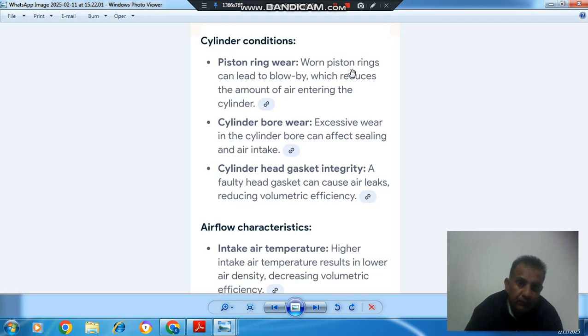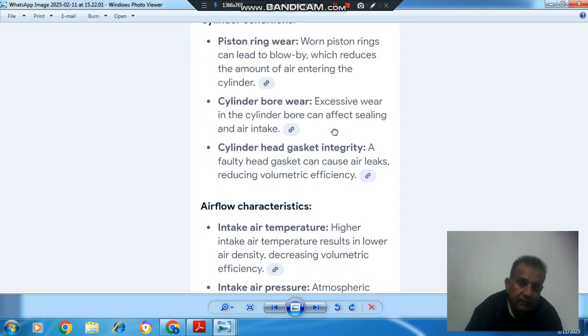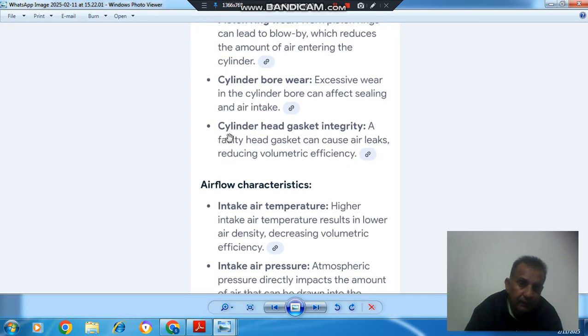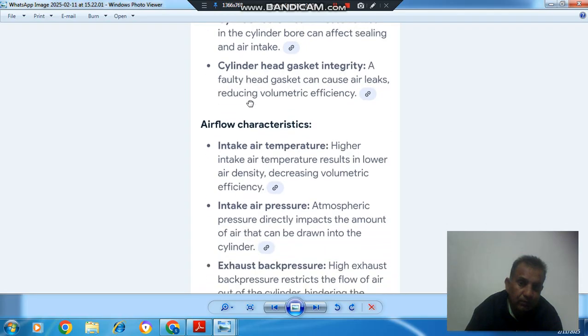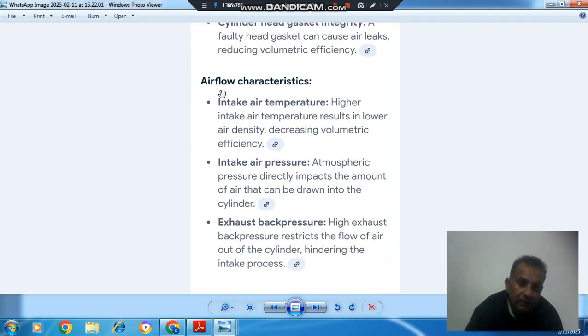Piston ring: worn piston rings can lead to blow by, which reduces the amount of air entering the cylinder. Cylinder bore wear: excessive wear in the cylinder bore can affect sealing and air intake. Cylinder head gasket integrity: a faulty head gasket can cause air leaks, reducing volumetric efficiency. So the next factor is air flow characteristics.